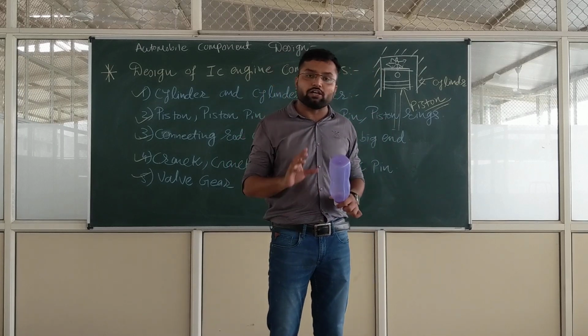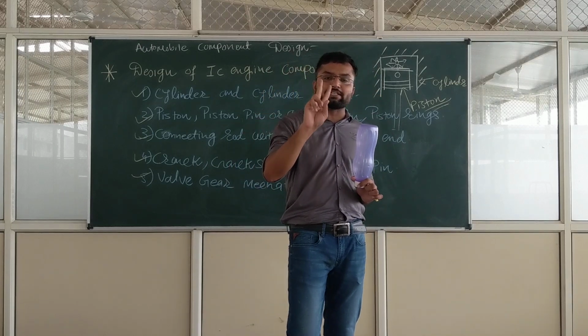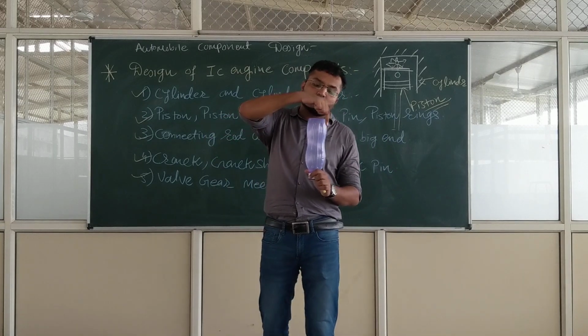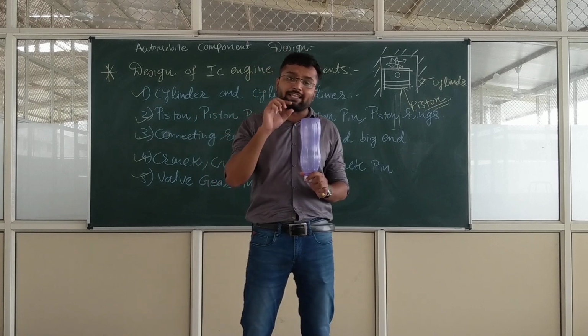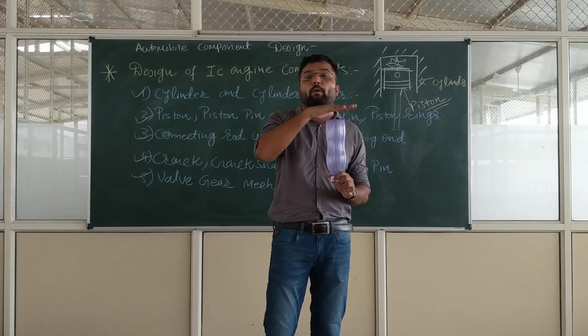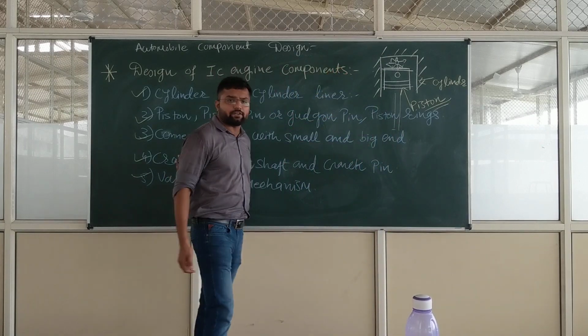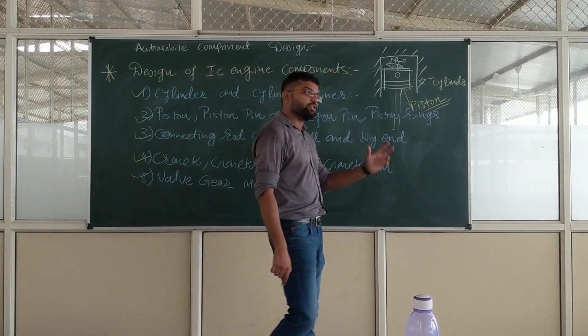In the case of our circumference it is shear stress, but in the case of our head it will be direct stress. So ultimately we are going to design our cylinder by considering two aspects: shear stress acting on the circumference and direct stress acting on top of our cylinder head. Clear? After this cylinder, we are going to design the piston.